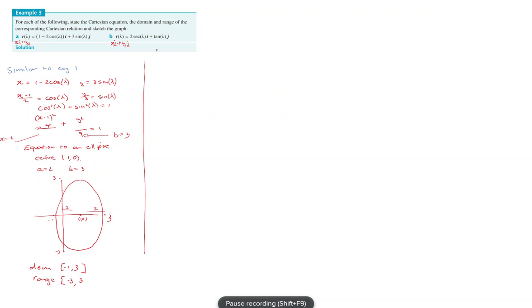All right, let's look at 3b. So you've got r of lambda, so let's just write that as xi plus yj is equal to 2 sec lambda i plus tan lambda j. Get it all written there. Right, equating coefficients, and you'll have x is equal to 2 sec lambda. y will be equal to tan lambda.